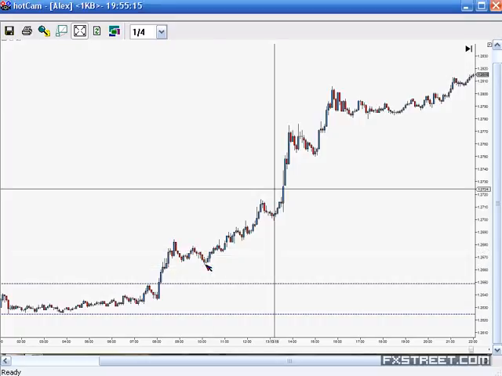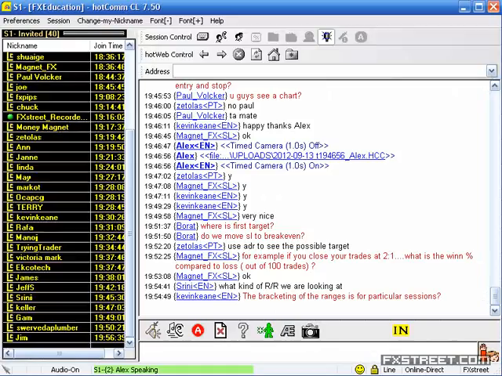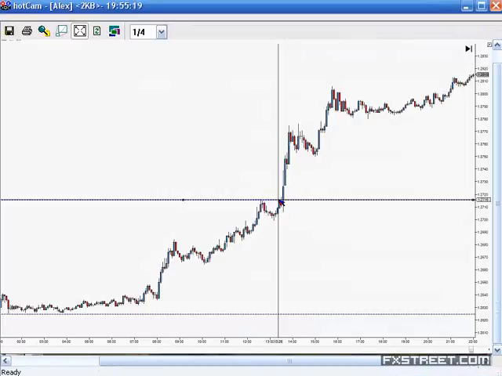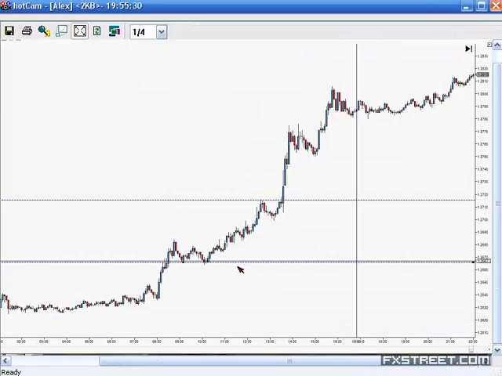Wonderful. You get stopped out, but you got the second entry there and you get the move up. You then bracket this range. What are we doing with this here? And so on and so forth. So is this starting to make sense to you guys? The bracketing of the ranges is for a particular session.